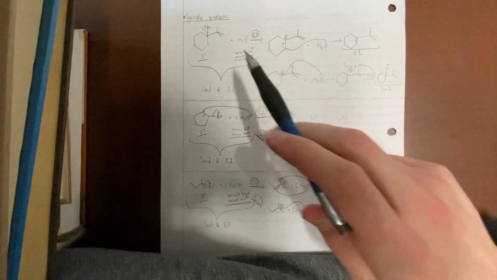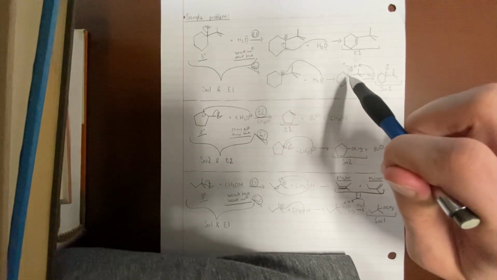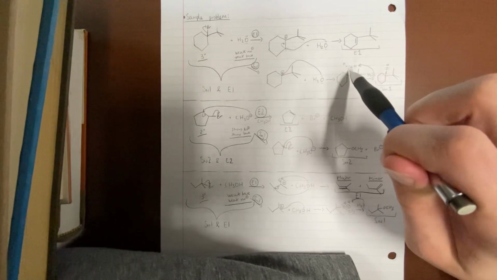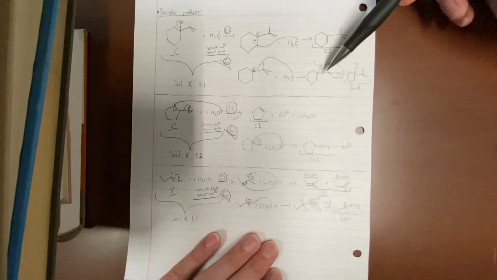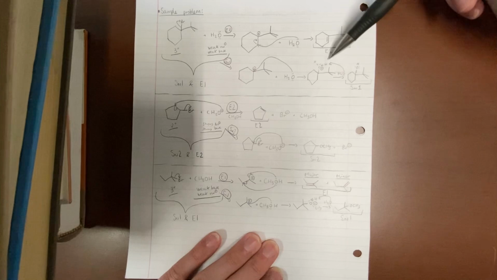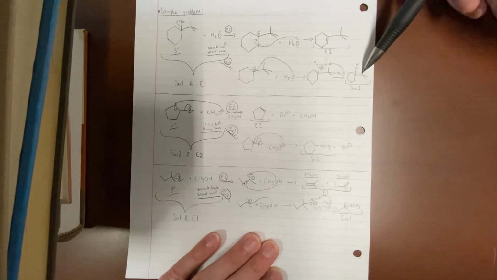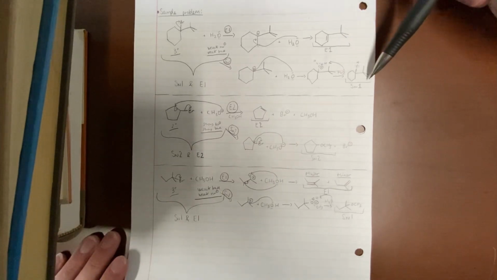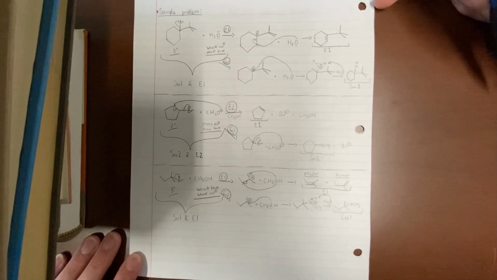For the Sn1, same thing. We also have a carbocation, but this time water is going to attack here, giving us this intermediate with a positively charged oxygen here. And then we use water again to deprotonate it, giving us this Sn1 product. So this is the first example. Let's do the second example here.